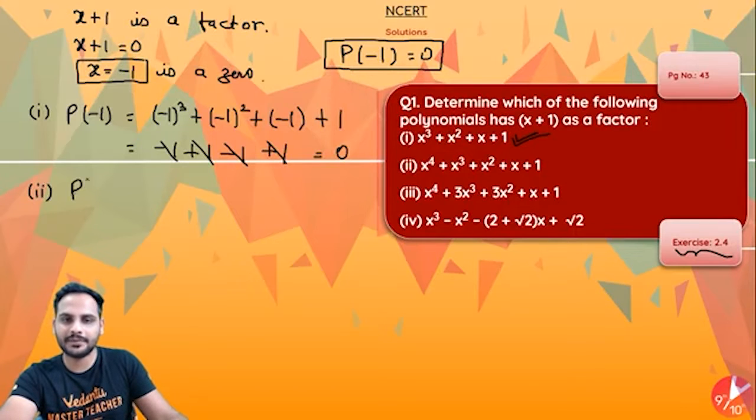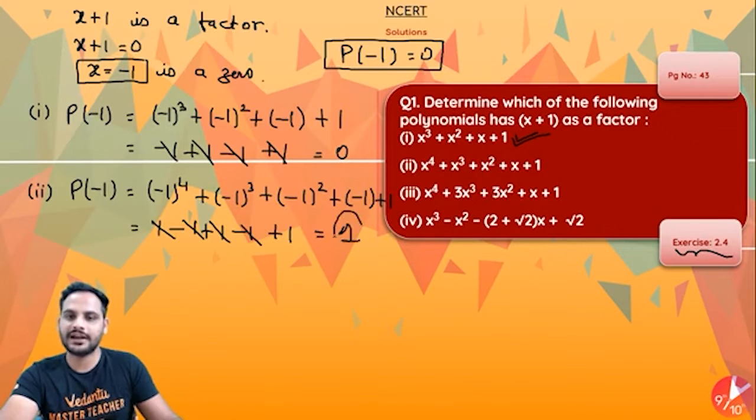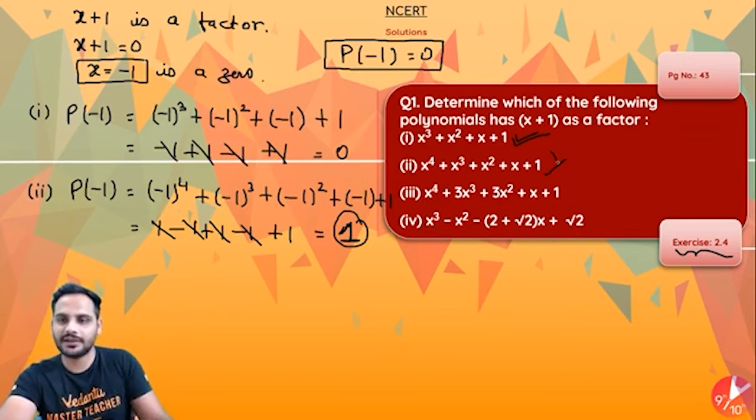Second part, beta, let us try p at minus 1, the value of the second polynomial at minus 1. So minus 1 raised to the power 4 plus minus 1 cube plus minus 1 square plus minus 1 plus 1. So you are getting minus 1 raised to the power 4 is 1, minus 1 cube is minus 1, minus 1 into plus is again minus 1, then again plus 1, then minus 1 plus 1. This and this cancelled, this and this cancelled, but we are left with 1 at the end. So the value of the second polynomial at x is equal to minus 1 is equal to 1. That means x is equal to minus 1 is not a 0. So x plus 1 will not be a factor. So the second one does not have that as a factor.